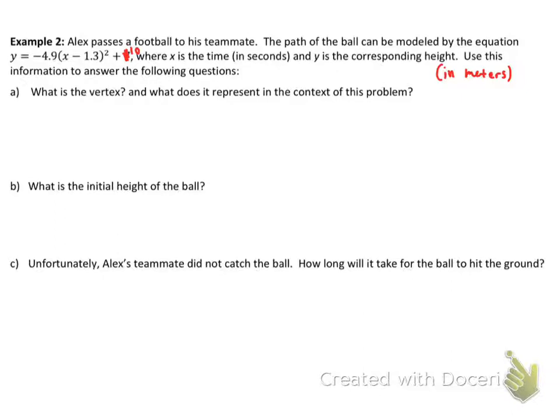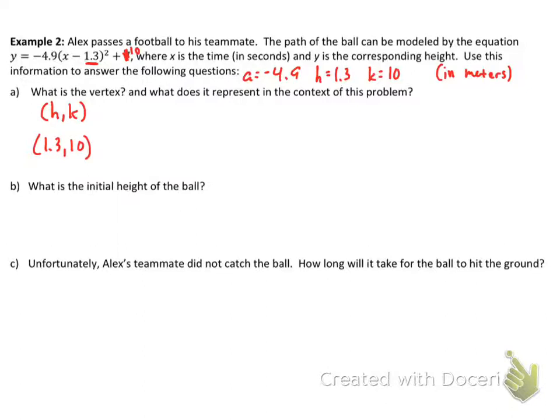What is the vertex? If you remember, our vertex in vertex form is (h, k). So it's going to be helpful for us to say, okay, the a value is negative 4.9. The h value is the value that follows the subtraction sign, so that's going to be 1.3. And then the k value is the number at the end, and that's going to be 10. So the vertex is (1.3, 10).